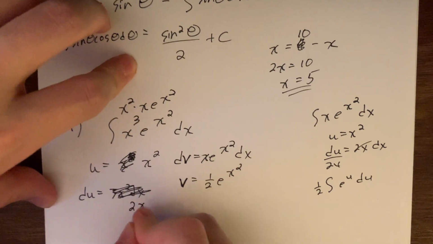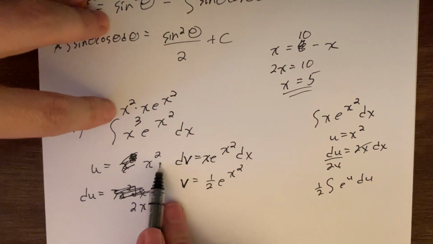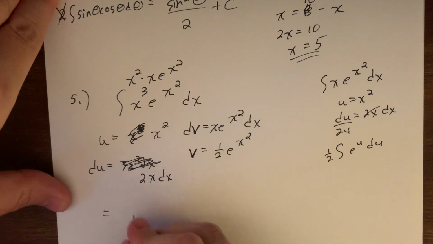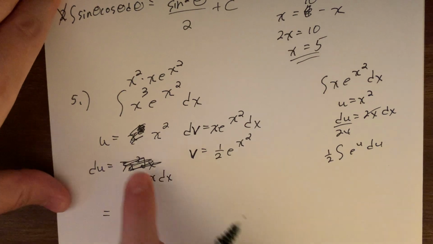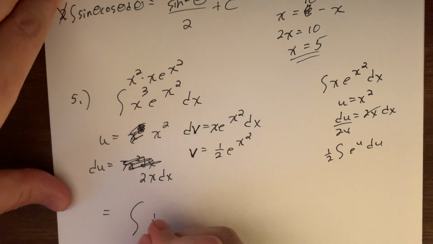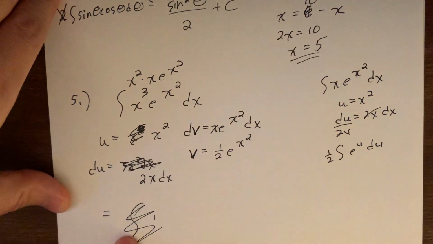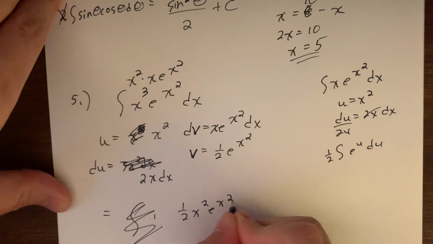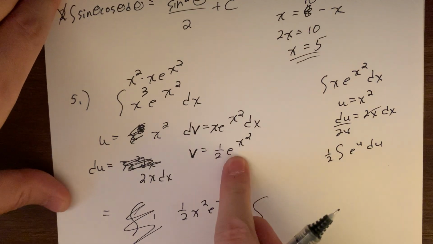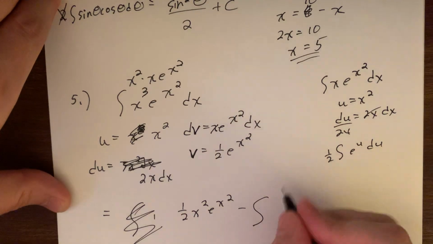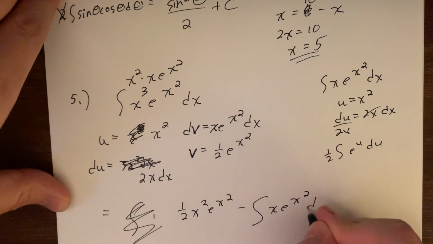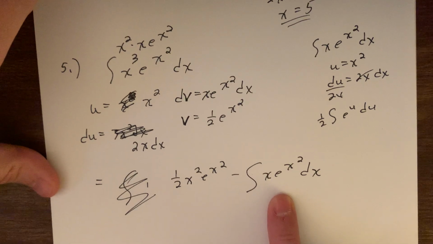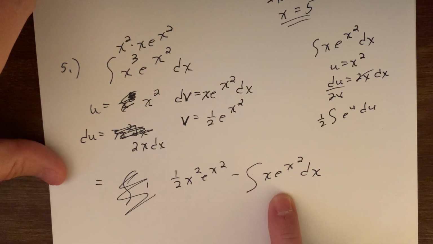So u is now only the x squared. du is 2x dx. And now this integration by parts works. Before I set up the integral, first uv is 1/2 x squared e to the x squared, minus the integral of v du. The 2 and the 1/2 would cancel. And this is the second time we've seen this now, everybody. Maybe even the third, but I know it's at least the second.